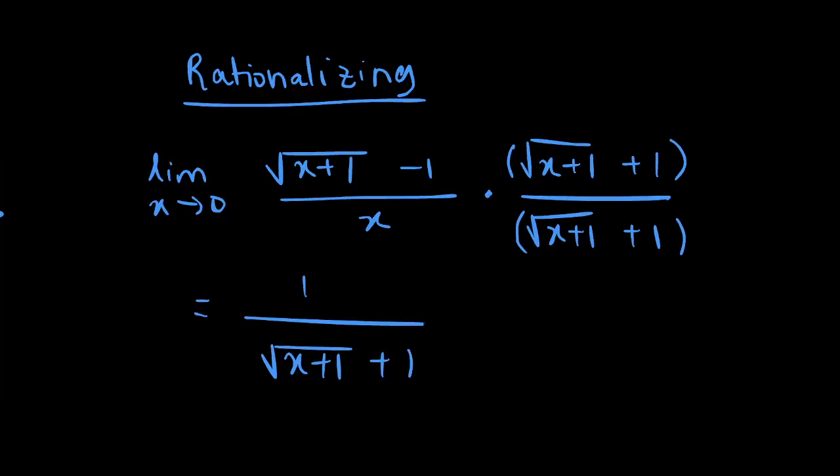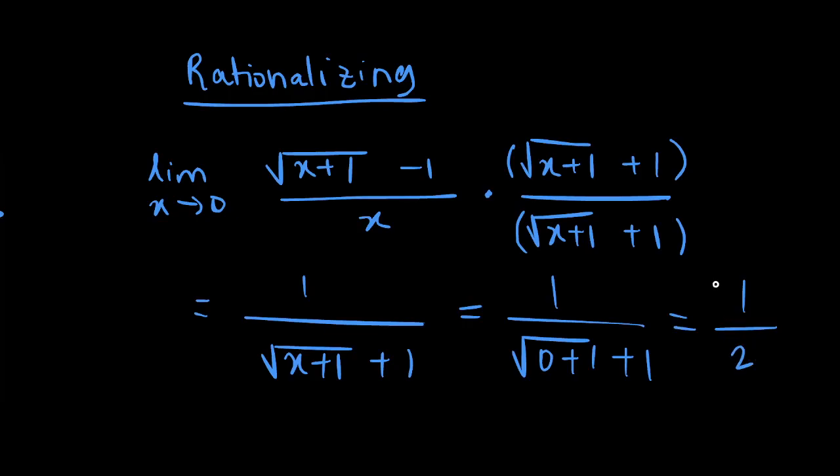And for this function that remains, if we try direct substitution, we can see that we end up with 1 over the square root of 0 plus 1, plus 1, or 1 over 2. So now we no longer have an indeterminate form. We've been able to simplify this using this tool of rationalization, and we ended up with a value for our limit of 1/2.